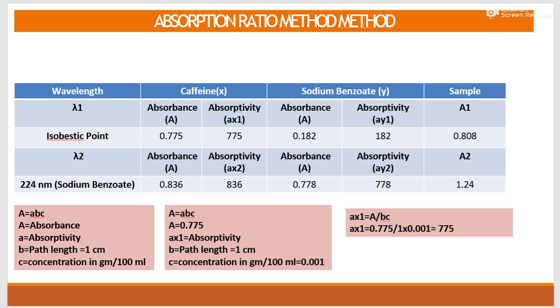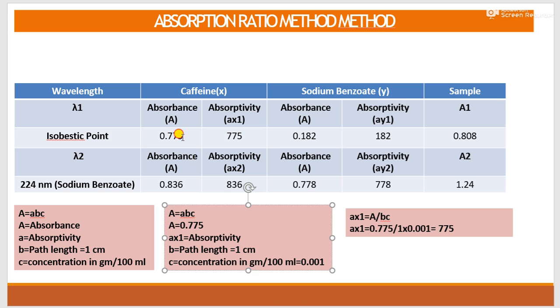Now this slide depicts how the absorptivity is calculated. So for absorptivity the equation is capital A is equal to small a b c, where A is absorbance, small a is absorptivity, b is the path length, that is 1, and C is the concentration in gram per 100 ml. For calculation of absorptivity, the concentration should be expressed in gram per 100 ml.